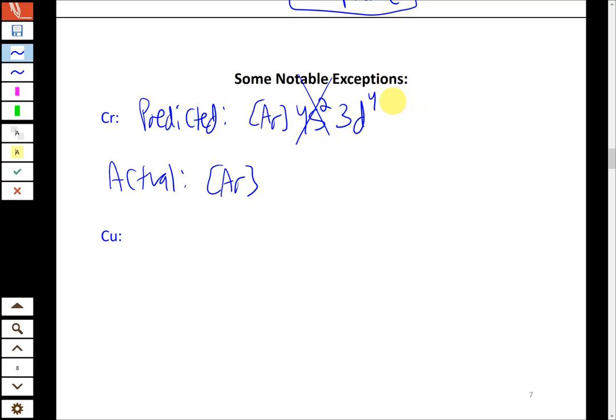4s and 3d are pretty close to each other in energy. They're not that different from each other. So it's not a big deal to move one electron from 4s to 3d. So what we write instead, which is the correct configuration, is 4s1, 3d5. Still 6 valence electrons, but we've taken one of them from the 4s and moved it up to the 3d.